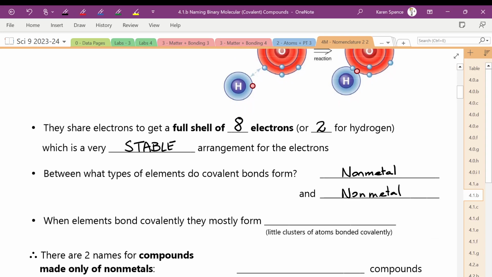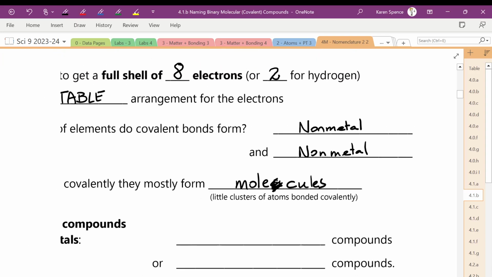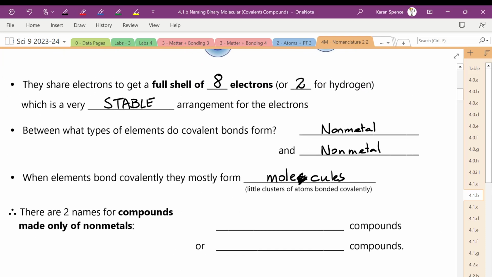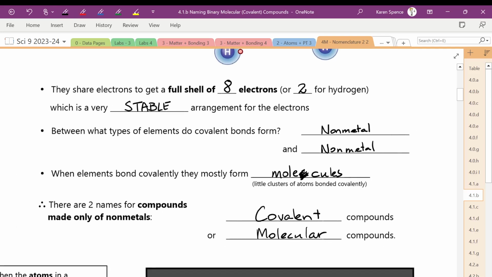When elements bond covalently, they mostly form little clusters of atoms which are bonded covalently. What do we call those little clusters? Molecules. Okay. We actually have two different names for covalent compounds. We can call them covalent compounds, or we can call them molecular compounds because they are made of molecules.